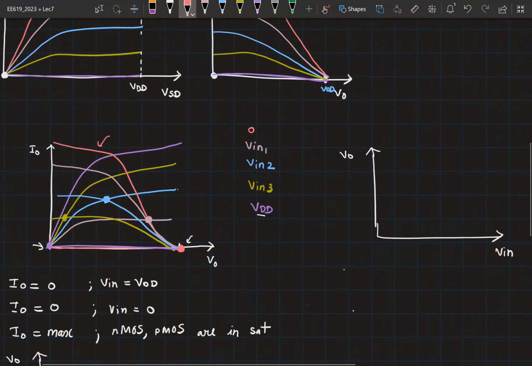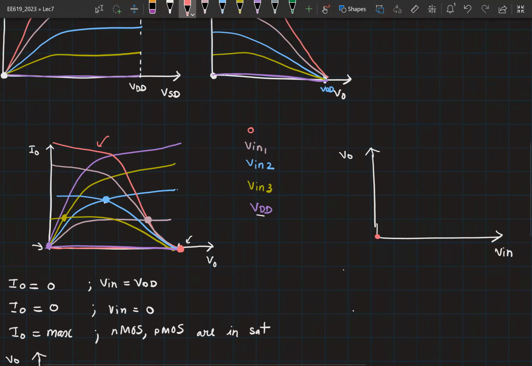All right, when Vn is equal to 0, what is the value of V naught? Vn equal to 0, corresponding to the red curve, right? Both the red curves are intersecting at this point, corresponding to V naught equal to VDD. So Vn equal to 0 gives you this point. Vn equal to Vn 1, the value is lesser than VDD, but still looks much greater than VDD by 2. So we are somewhere here.